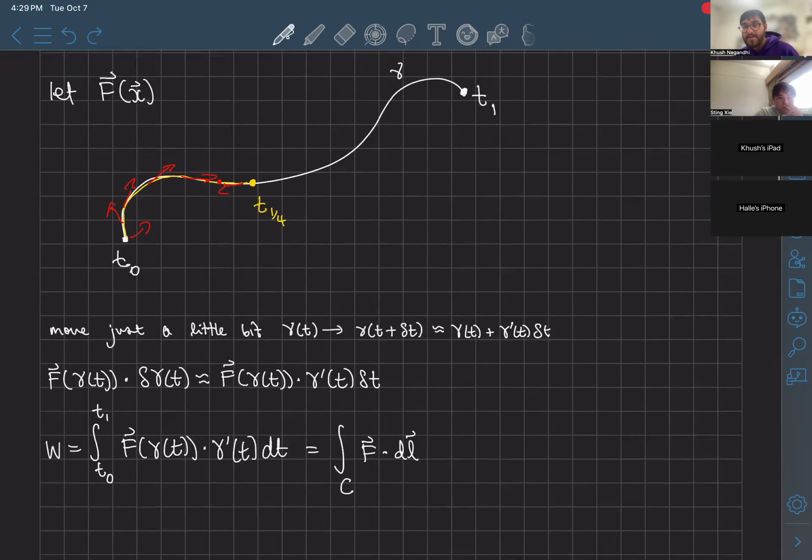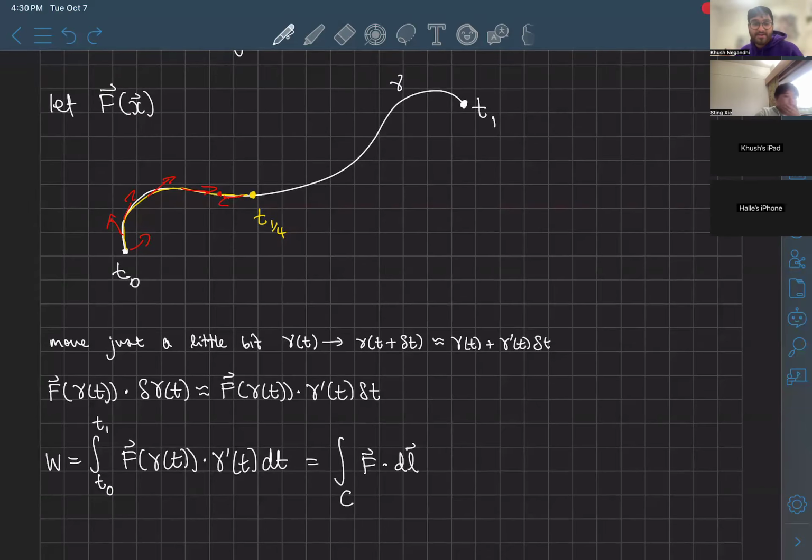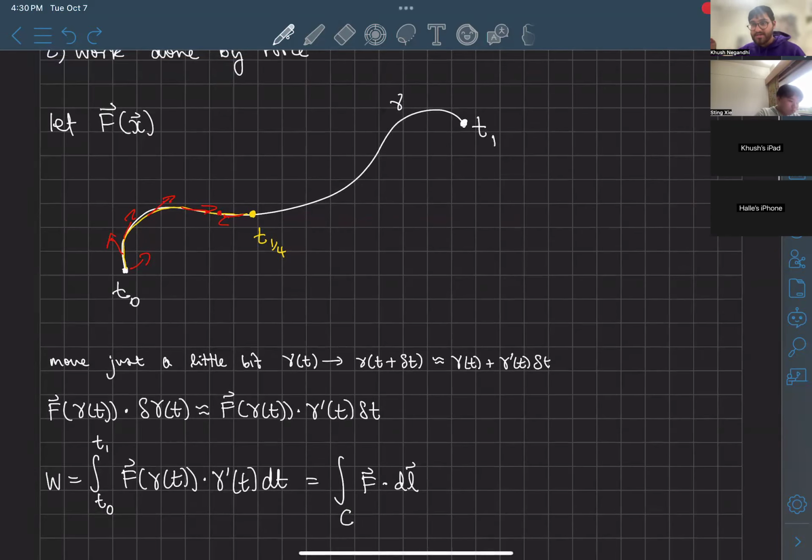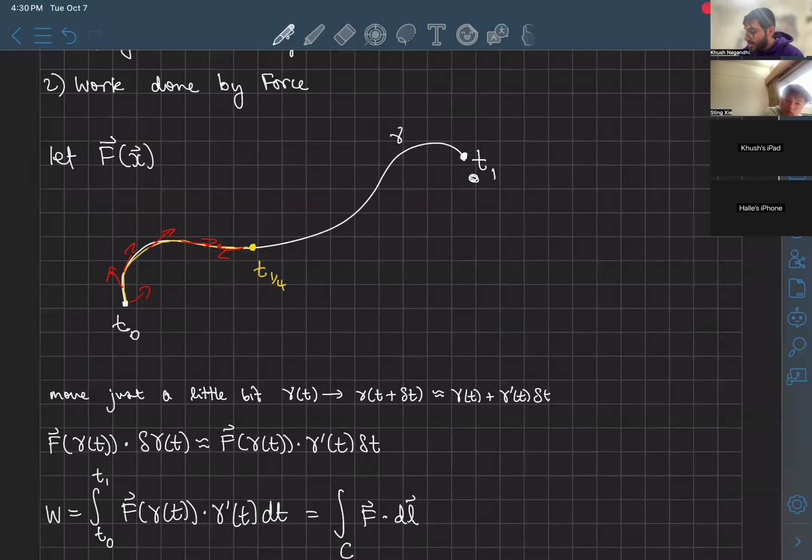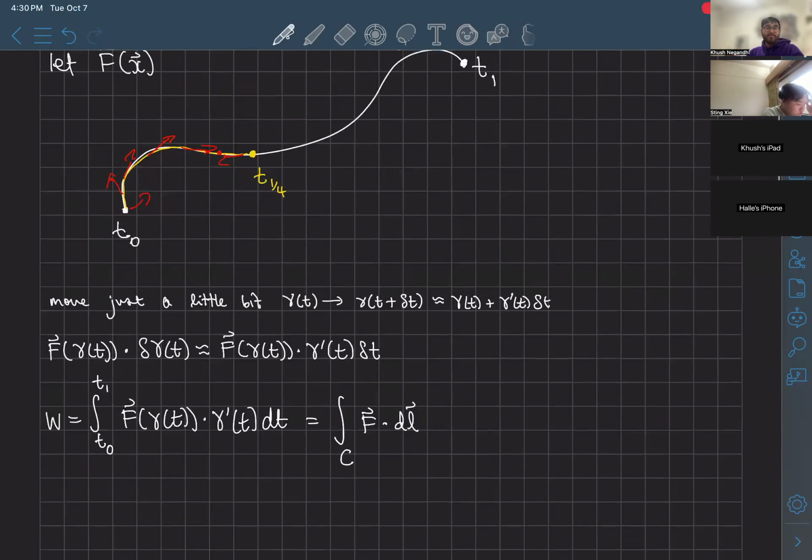Now, the way we've defined the integral right now, this one-dimensional integral in higher dimensional space, we see that the direction I'm traveling in matters. And it should, right? If I start here and I move this way, I should get the opposite work of if I start here and then move that way, right? So in this case, it does matter what direction we're moving in.